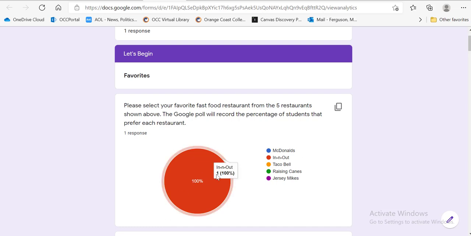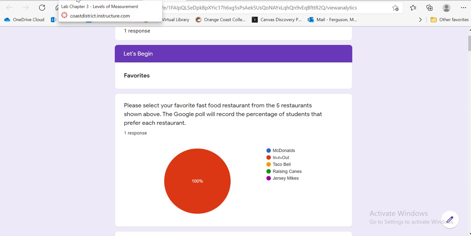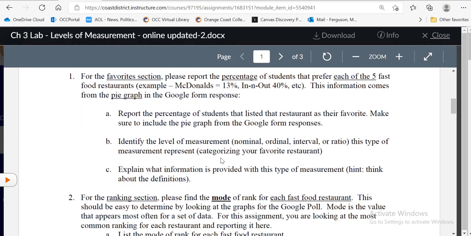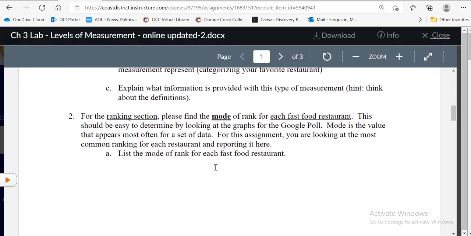But when you come back, you're going to wait for at least 10 responses, and there should be varying bits of information. And those are the percentages that you're going to record for this answer. Report the percentage of students that listed the restaurant as their favorite. Then you're going to identify the level of measurement. So that information is all going to be in those responses.